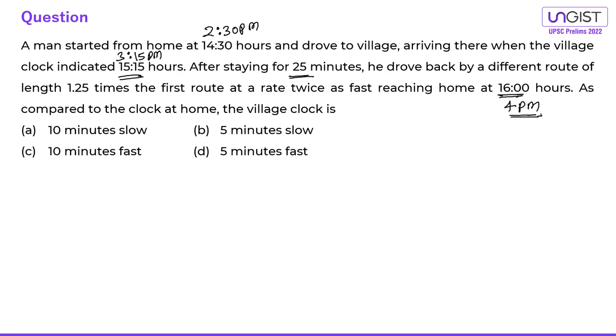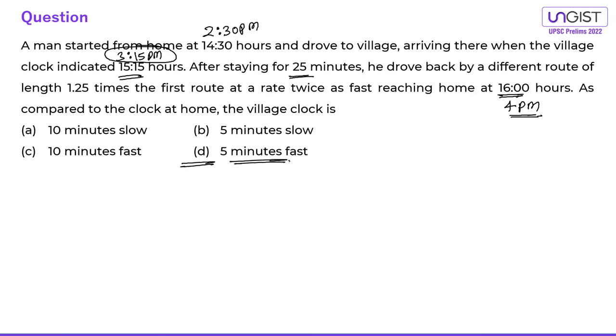Right. So I'm just using the options, because I don't want to solve this entire question. I'll just use the options. Since here it is 3:15, I'll take 5 minutes first and then 10 minutes: 5 minutes slower, 5 minutes faster, and then 10 minutes slower and 10 minutes faster. So guys, let's start with D, 5 minutes faster.